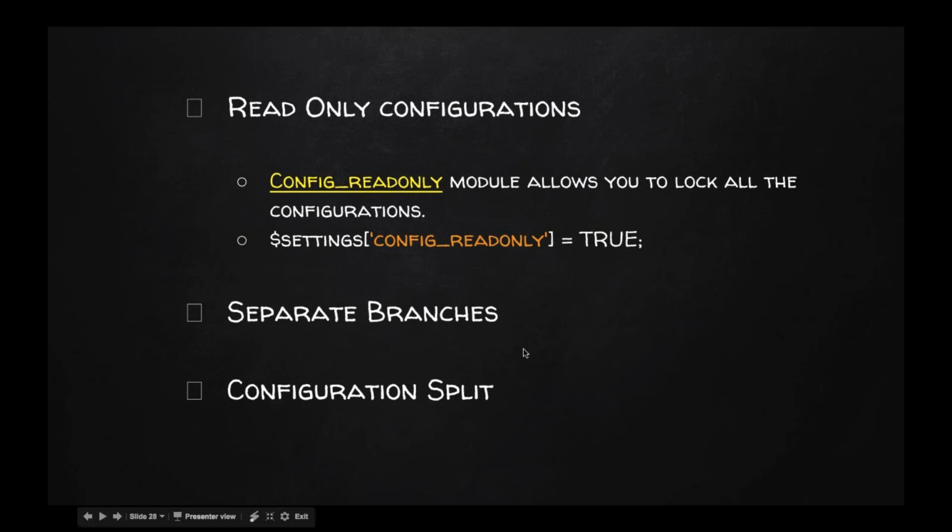Another thing is you can have separate branches for your production server. Let's say you have a development instance on a development branch, and you have the production server on your production branch. Now let's say you have to make some changes on the production branch. There are some other tools like the CMI tools, a configuration management tools module. You can use those modules. What they do is keep committing all your configuration changes to your repository.